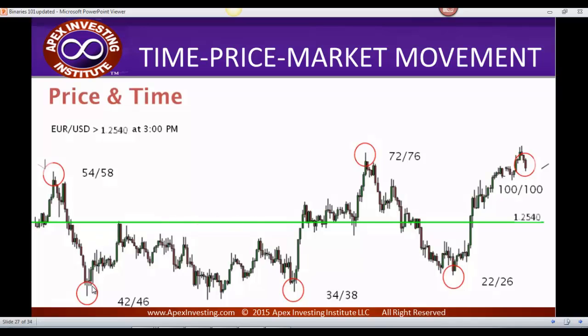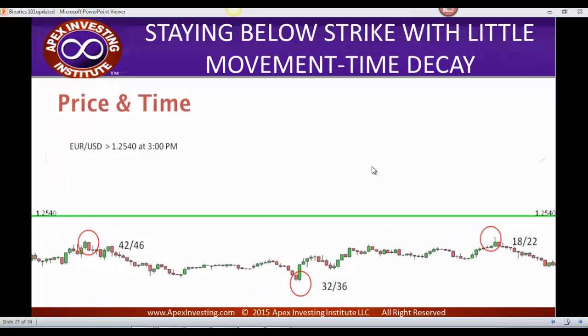Okay, now the opposite side. Remember down here where it came below our strike? It was worth 42 or 46. But look right here. It didn't even go down as far, and it was only worth 22 or 26. Why? Because we're closer to expiration, and the statement was false. So it wasn't worth as much. Okay, you follow me there? Let's look at another quick example here.